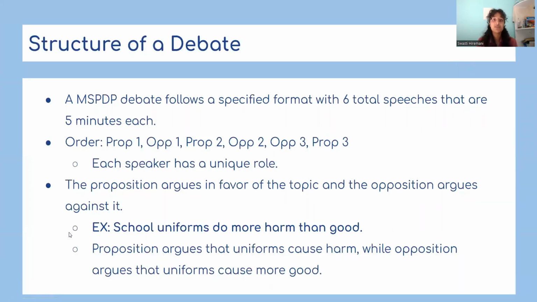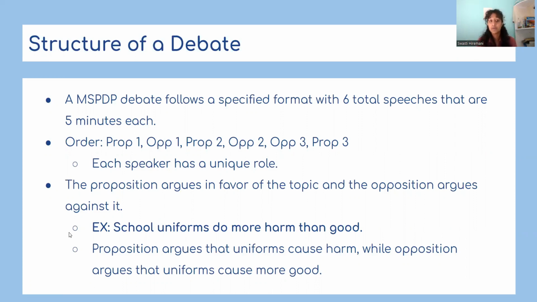Fremont Debate Academy teaches a form of debate known as MSPDP, which is another term for middle school debate. In this format, there are 6 speeches total, which you can see on the screen. The order of the speeches goes Prop 1, Op 1, Prop 2, Op 2, Op 3, and Prop 3. Each one of these 6 speeches is 5 minutes long, which means that the entirety of the debate will take place within 30 minutes.